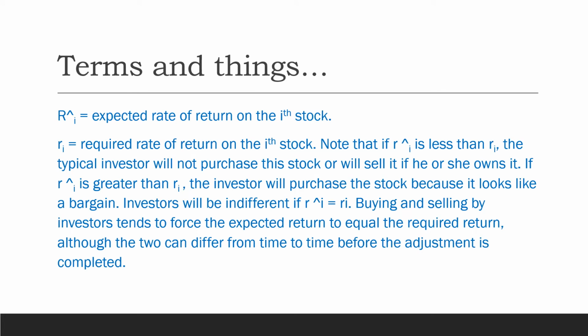So, let's review the terms and things. R with the subscript I is the expected return of whatever stock that you've put in. R with the subscript I is the required rate of return for the stock that you put in. So usually you want your required rate of return higher than the value you put in it. Otherwise, what's the point of buying the stock?